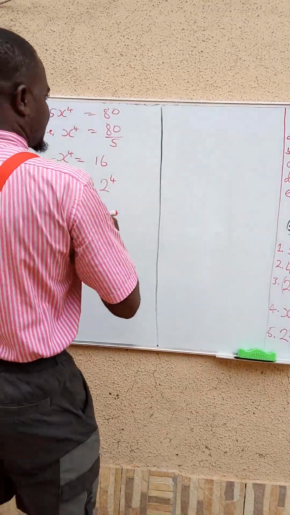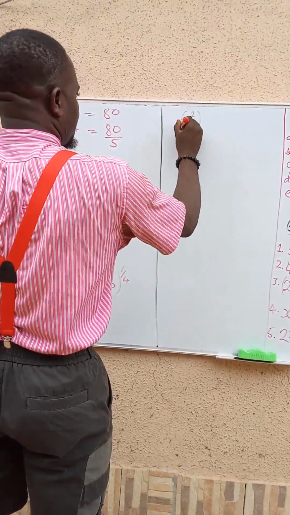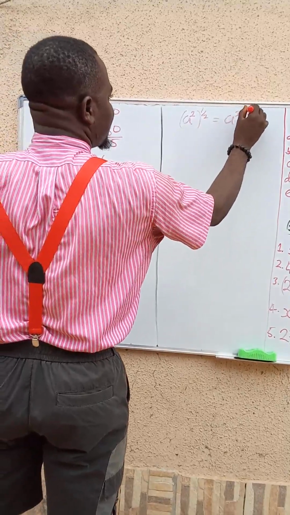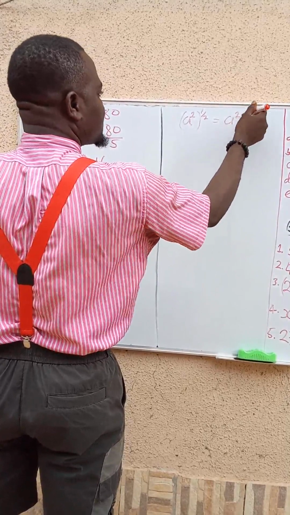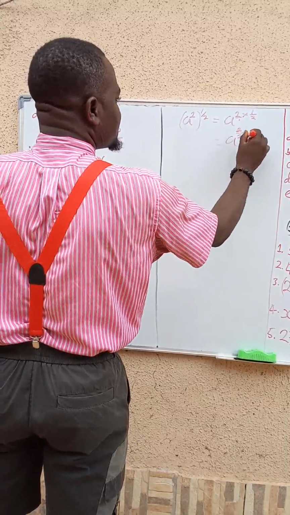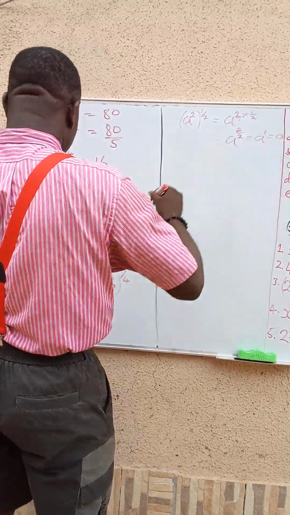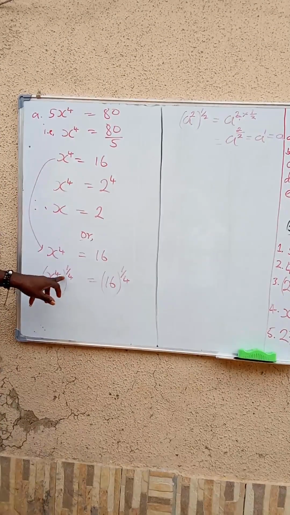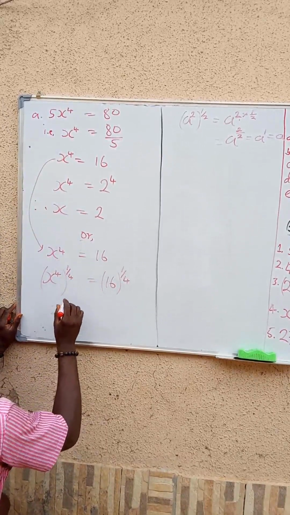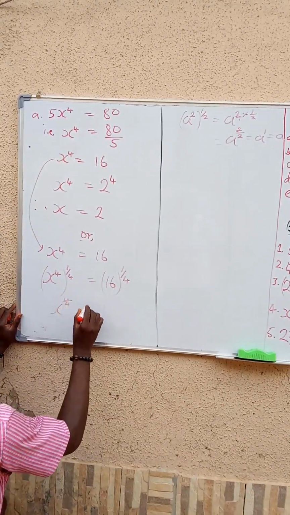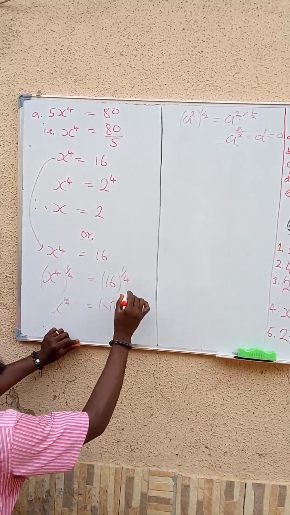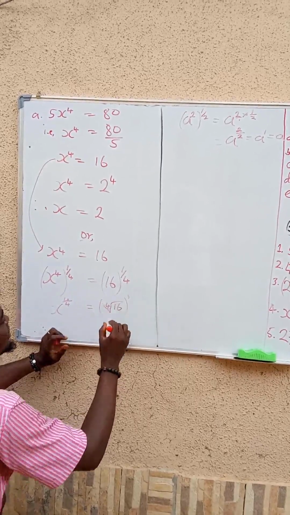And we all know that a raised to the power of 2 raised to the power of 1 over 2 is the same thing as a raised to the power of 2 times 1 over 2. 2 times 1 is 2, 1 times 2 is 2, which is a raised to the power of 1, which is a. So in this case, this is power law. I'll apply power law here: 4 times 1 over 4. It will now be x raised to the power of 4 over 4, which is equal to the 4th root of 16 raised to the power of 1.